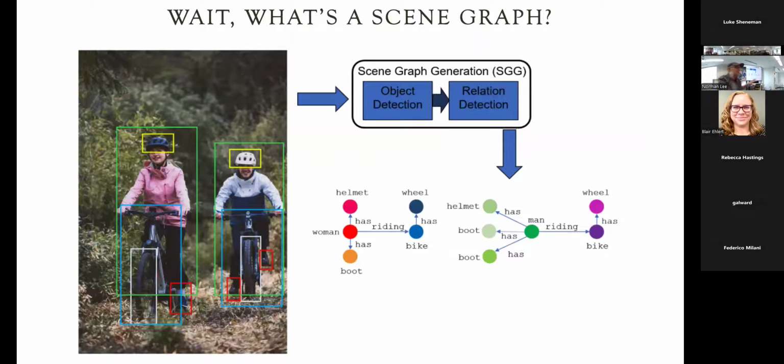A scene graph is really simple. You take something like this where you have the bounding boxes around discrete objects within an image, and then you create a graph that describes how they're related. In this particular case, the woman has a helmet, the woman has a boot. There are nodes and edges. The nodes represent objects, the edges represent relationships. You can do that for entire scenes, and this is often used for things like video games. But it really is a way of developing an understanding of what's going on within the picture.